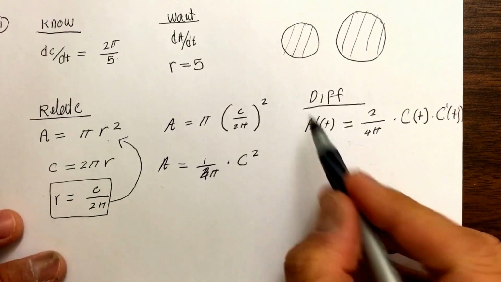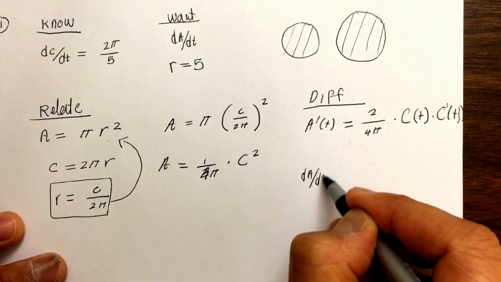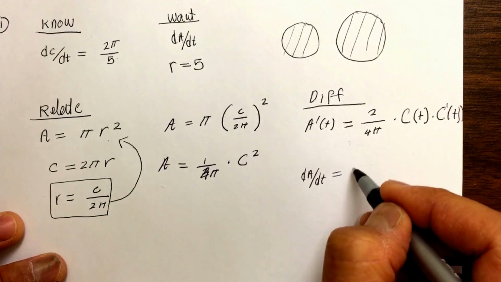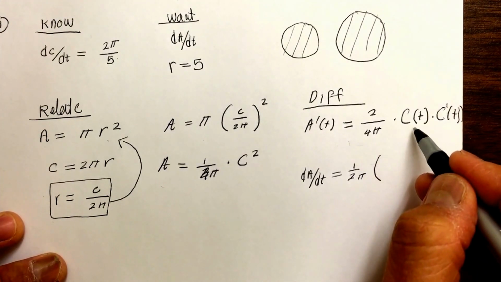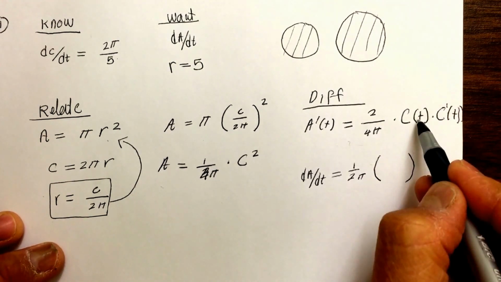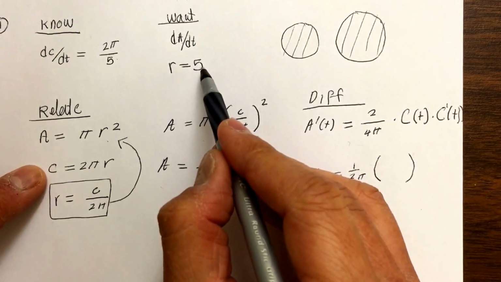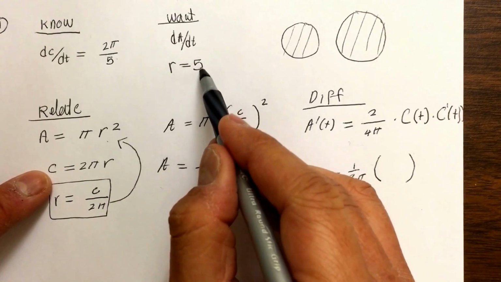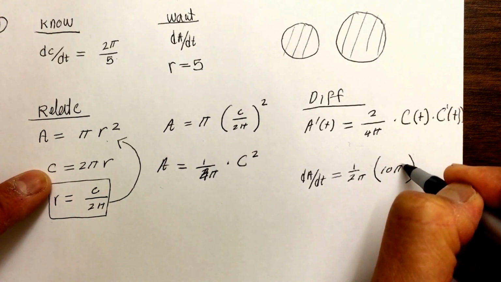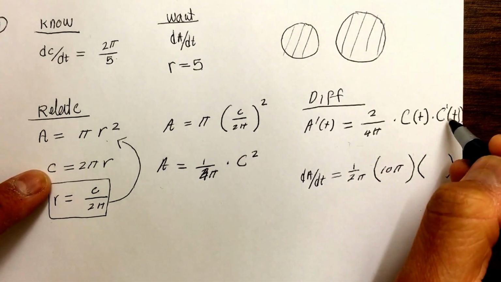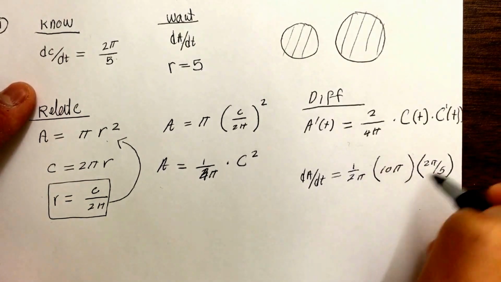And now we plug things that we know in. So we want to find the derivative of the area, the change in the area. We know that C is the circumference. So if you know the radius, then you can find the circumference. Since the radius is 5, circumference is 10 pi. And this is the information that's given to us, which is 2 pi over 5.